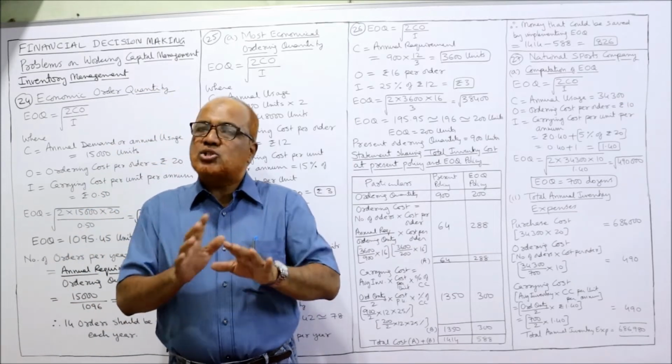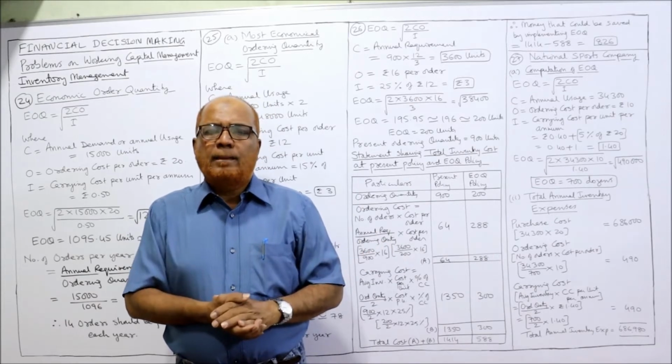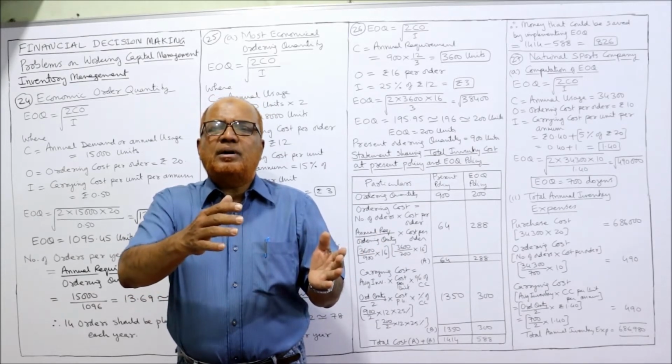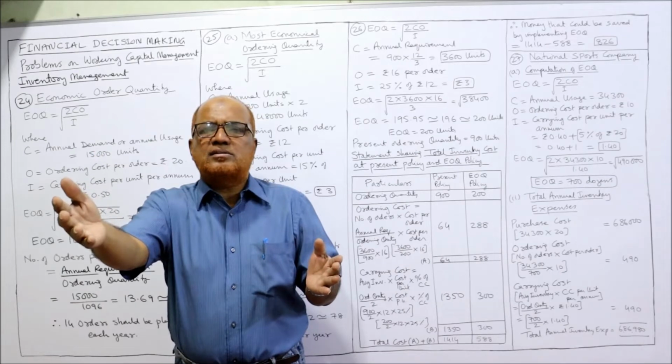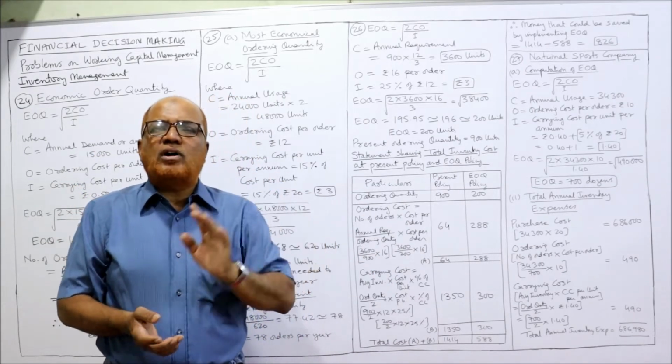Presently, Ambani Brothers is not following EOQ. They are following a different policy. Every 3 months they are placing an order for 900 units. That's it. This is not an economic policy. If they follow this policy, what will happen?